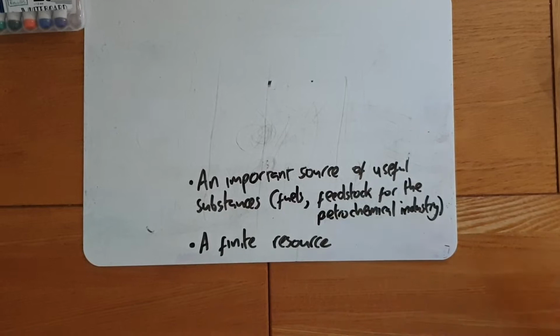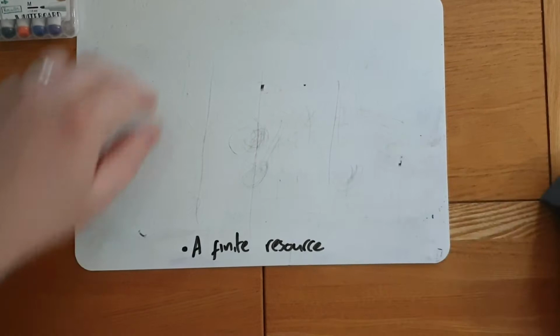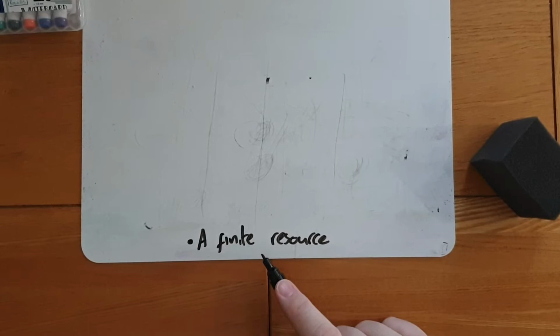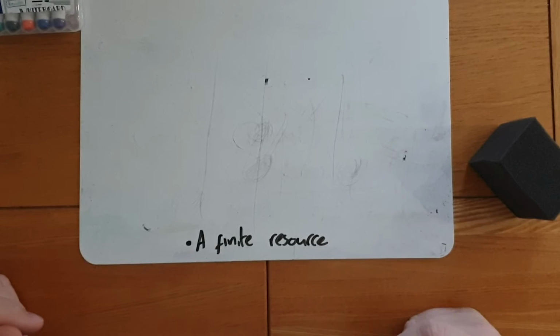So that's what it means by feedstock. It's like the raw material that the petrochemical industry uses. And then the very bottom bit, a finite resource. So it's not infinite, it's finite. It's going to run out. So crude oil is eventually, in the not too distant future, going to run out, which, unless we work out some alternative source of fuels and things, is going to be bad news for the human race.